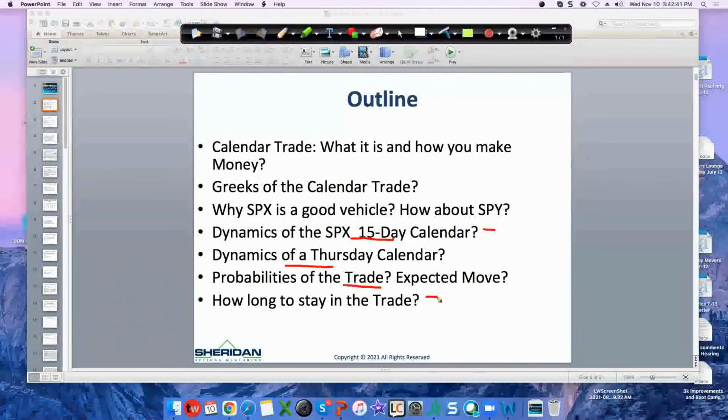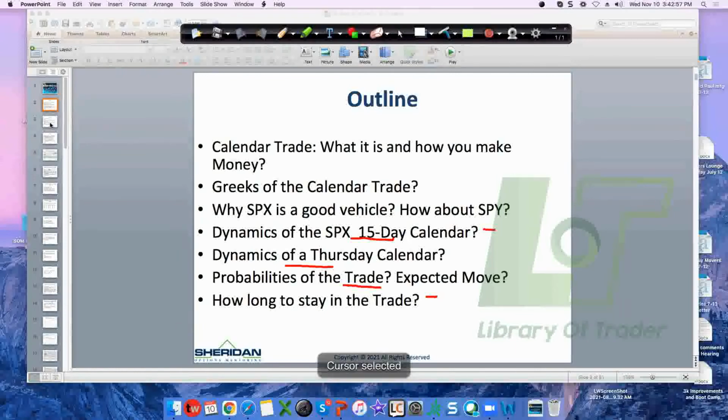Okay, it's a 15-day calendar. I put it on Thursday, and it will expire two weeks from the next day, Friday. How long do I stay in? What if I stay in too long? So again, we're going to give you all the nuances of this trade.